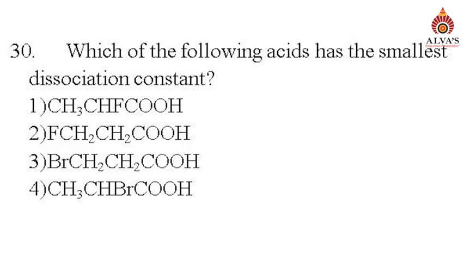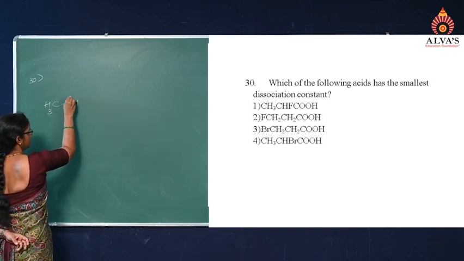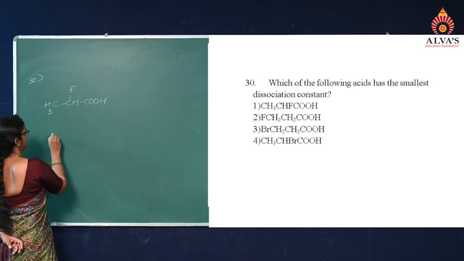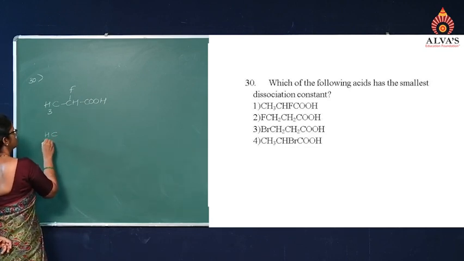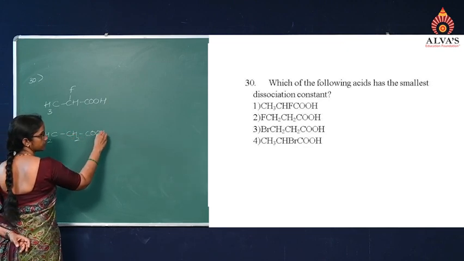Which of the following acids has smallest dissociation constant? First is monochloropropanoic acid. Second one is also monochloropropanoic acid, but the position of fluoro groups are different. So let us see the structures. CH3, CH, F, COOH. Then comes a CH2, F, CH2, COOH.